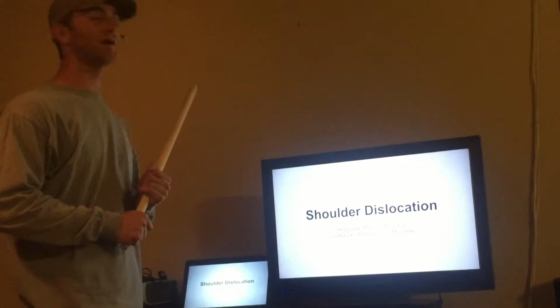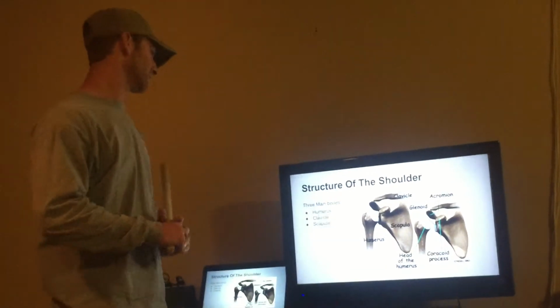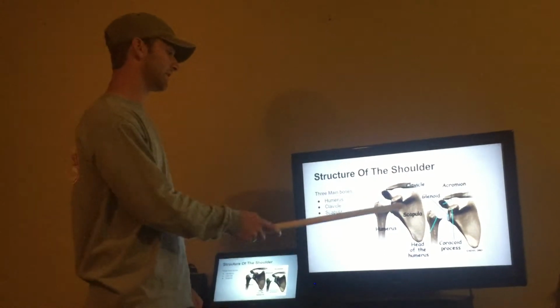Today, class, we're going to talk about shoulder dislocations. The structure of the shoulder. There are three main bones that you need to know. You need to know the humerus, you need to know the clavicle, and the scapula.